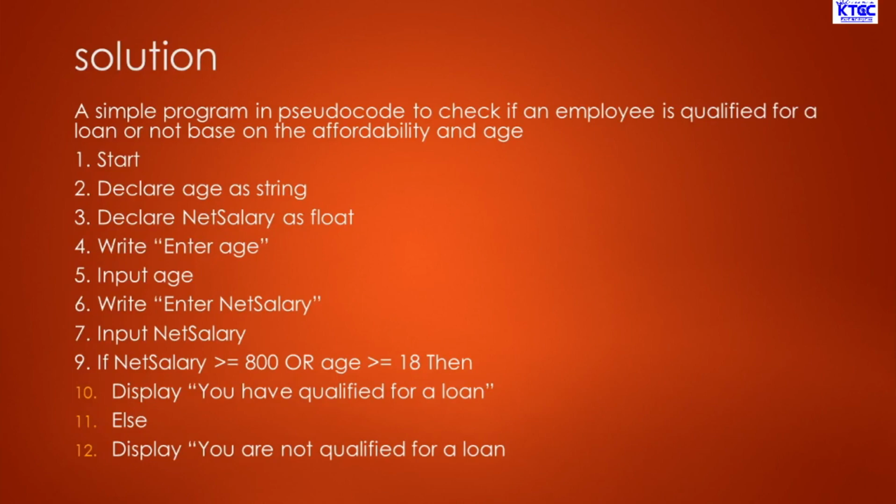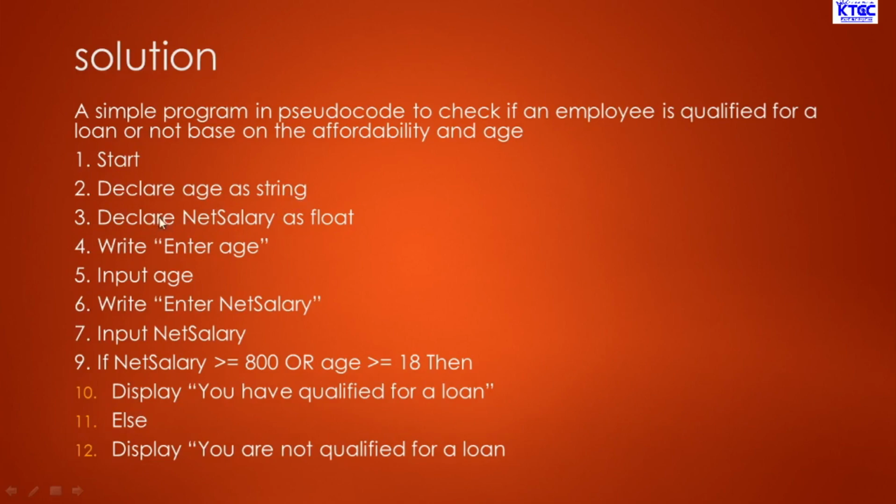So let's see. Start. Declare age as string. Oh, age as string. You can see that I'm wrong here. The age is not going to be a string but rather an integer. Let's check this. Age is not a string, because it's a number. A number can either be a float or an integer. If it has decimals, we declare it as a float. If it is a whole number, we declare it as an integer. And age is a whole number, right? So we declare it as an integer. Sorry for that. Please pardon me for this typo error.